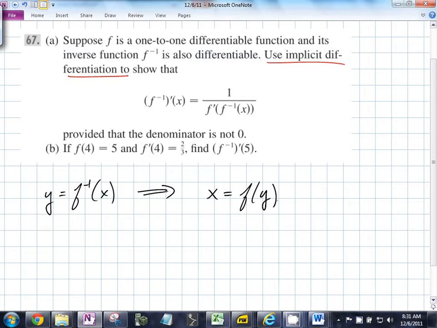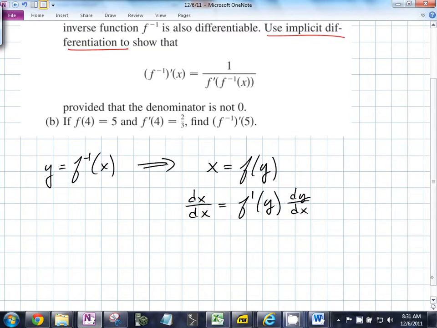If you now differentiate both sides with respect to x, the left becomes dx over dx, and this becomes f prime of y times what? dy dx. Because you have to use the what rule? The chain rule, right. What are we isolating here? What do we want to isolate? Well, first of all, what's dx over dx? So we have 1 is equal to f prime of y times dy dx.